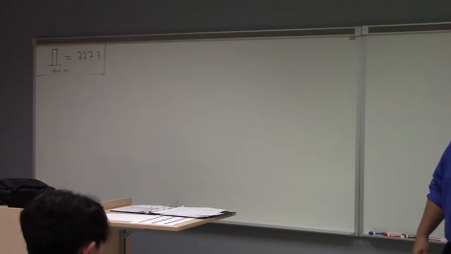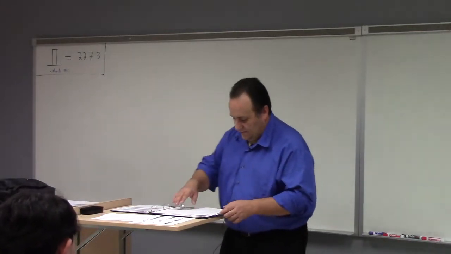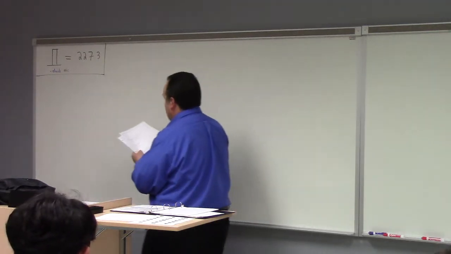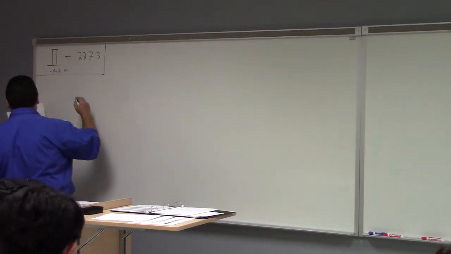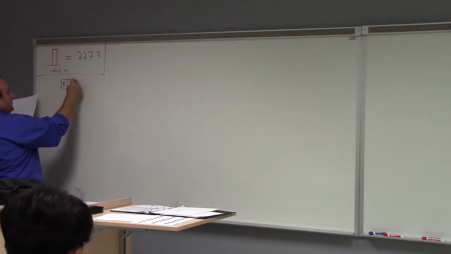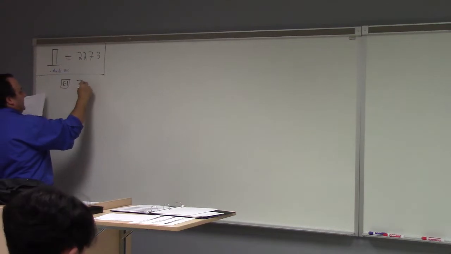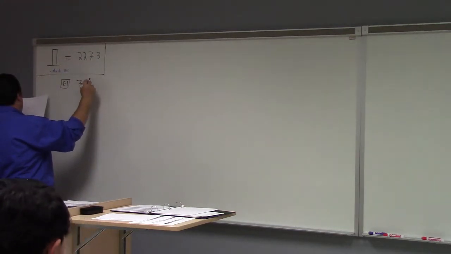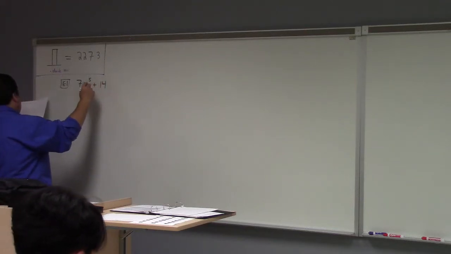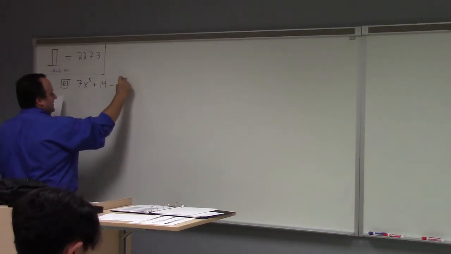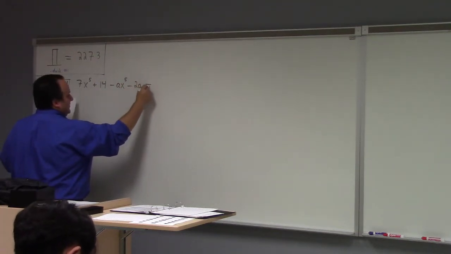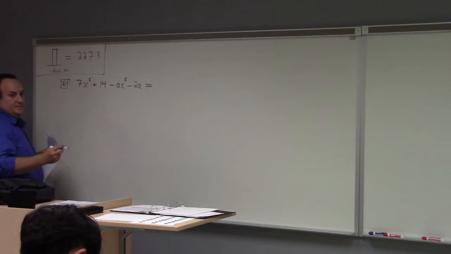Amen. So let me get straight into an example here. Example 1. This is a kind of problem that I didn't get to last time, right? 7x to the 5th plus 14 minus ax to the 5th minus 2a. And so we're asked to factor this guy here, all right?